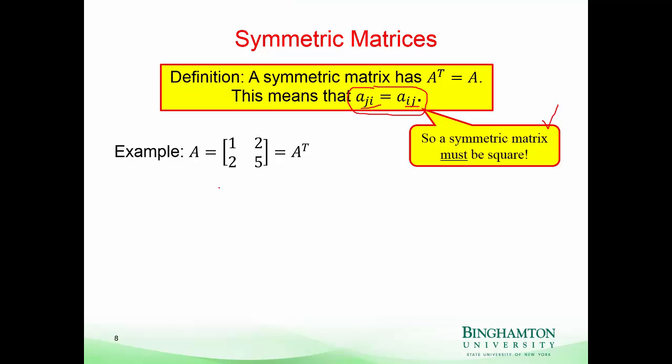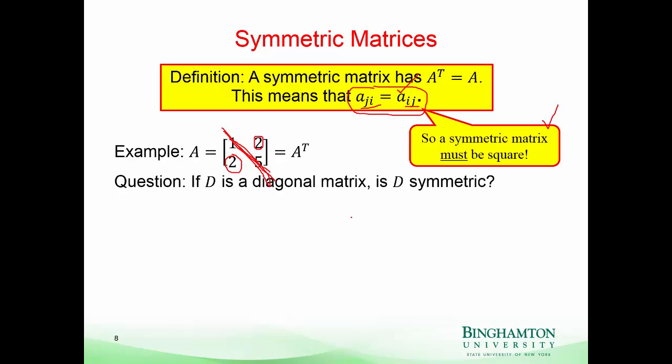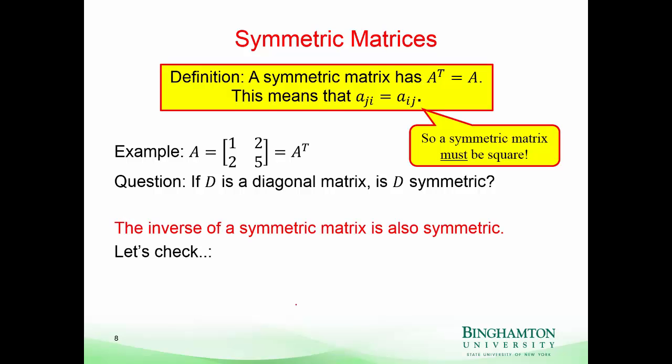I had alluded to symmetry earlier without formally defining it. We draw a diagonal down here. This element must be equal to that element. That's consistent with this idea. It's consistent with flipping it along this axis and not having anything happen. So here's a question I'll leave for you to ponder and determine. If D is a diagonal matrix, is it symmetric? Well, you should be able to figure that out.